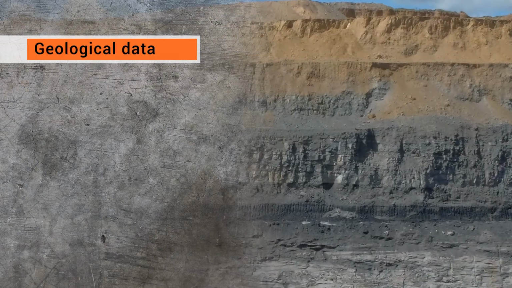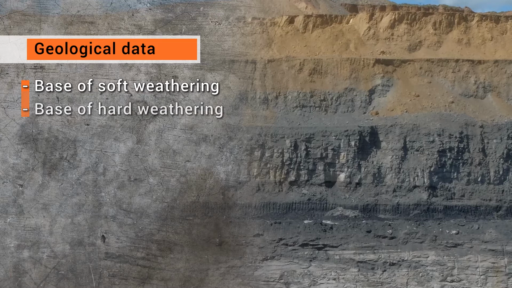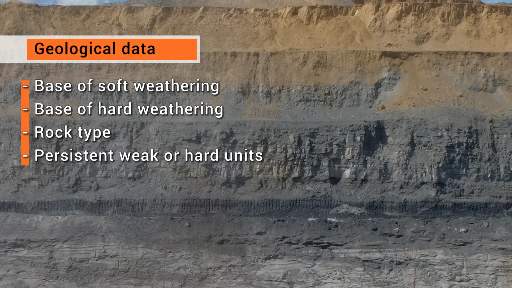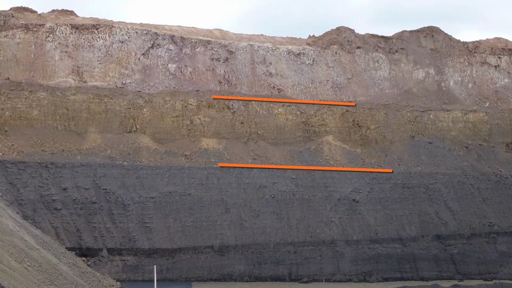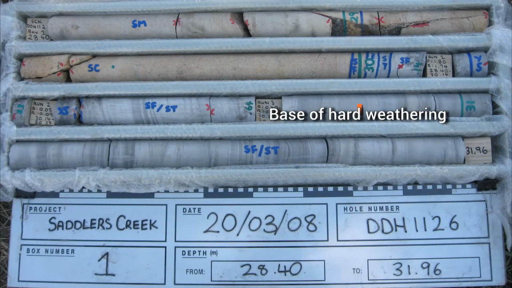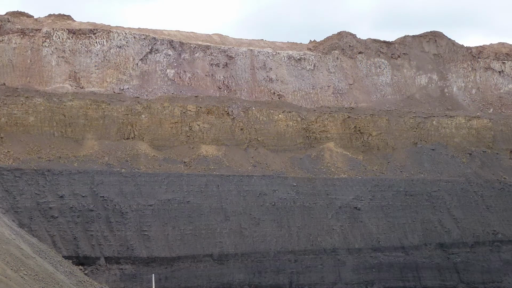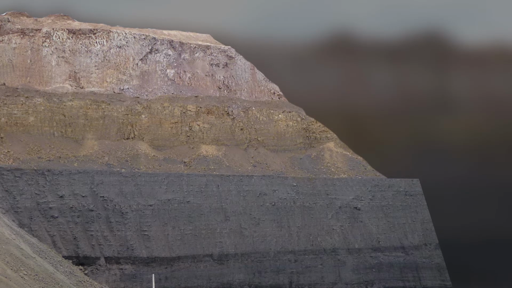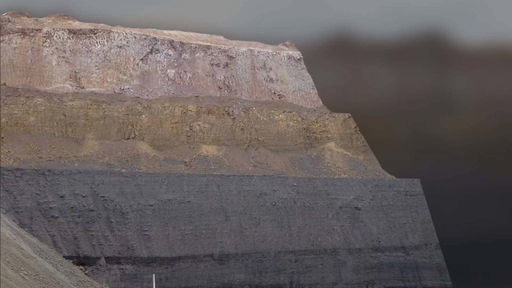Geological data required includes base of soft weathering, base of hard weathering, rock type and persistent weak or hard units. The base of soft and hard weathering is required where the degree of weathering strongly influences rock mass properties. It is important to recognise that not all weathered rock is weak. Geotechnical engineers need the base of soft weathering to be differentiated from the base of hard weathering to ensure that appropriately shallow batter angles are planned for extremely weathered soil-like horizons, or conversely, to determine whether steeper batters can be excavated in moderately weathered but still competent rock mass horizons.